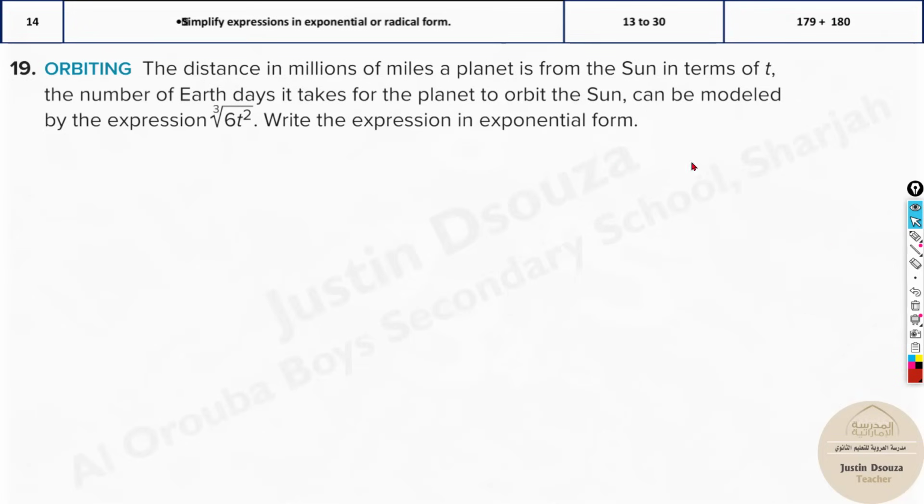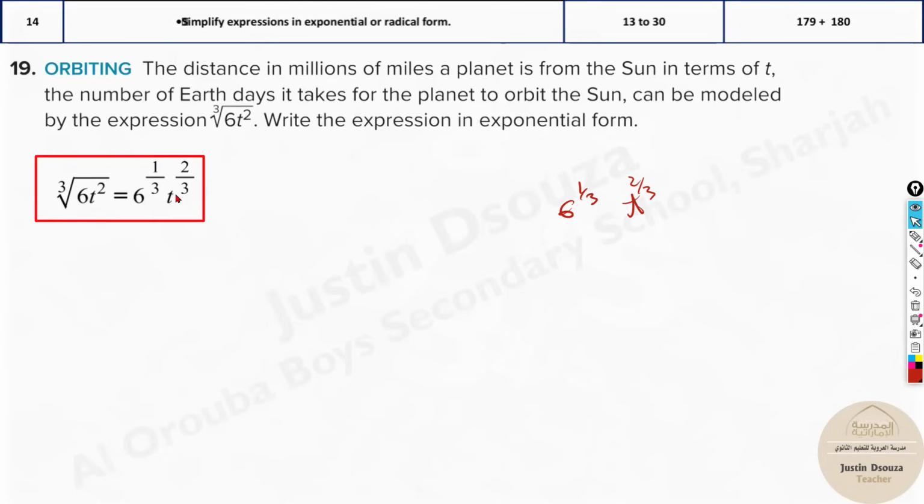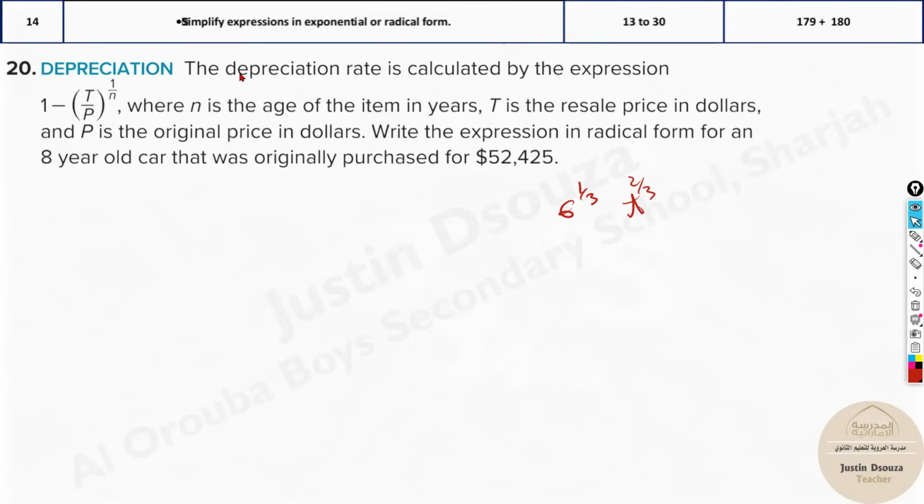Write the expression in the exponential form. Now here they have told to express in exponential form. So write in exponents. It will be 6 to the power 1/3 t to the power 2 by 3. That's it. That's the answer. That's the exponential form. Exponential means powers.